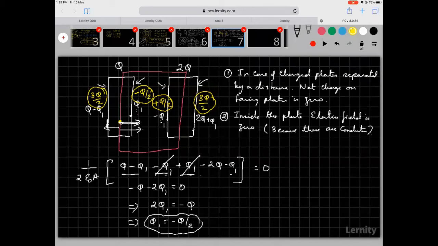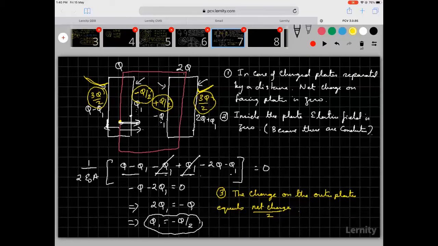Here there is an observation, which we will just keep as an observation now, that the charge on the outer plates equals net charge by 2. So Q plus 2Q is 3Q. So the charge on this plate is 3Q by 2. The charge on this outer plate is also equal to 3Q by 2 and is the same.